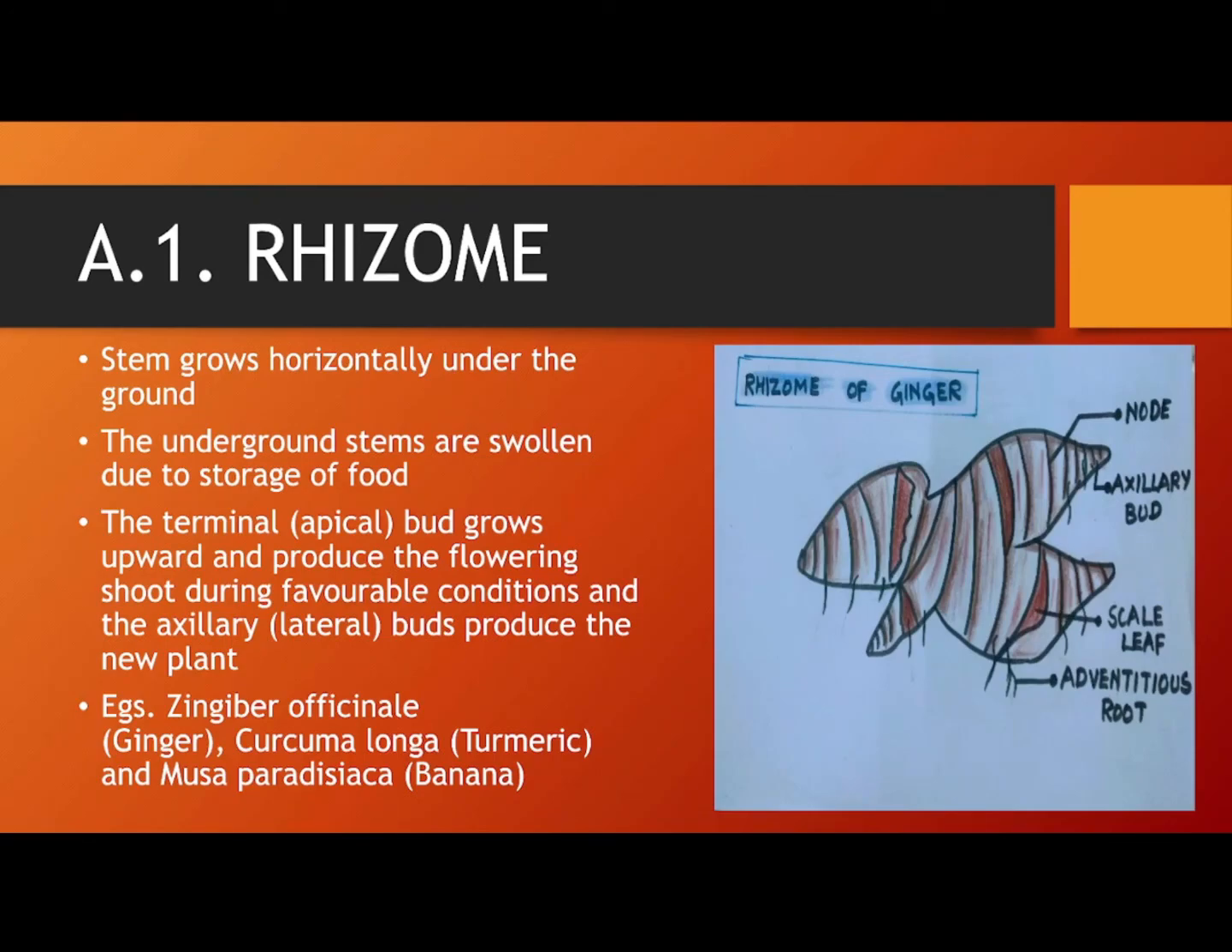The terminal bud, which is found at the tip of the stem, will start growing upward above the soil and produce the flowering shoot during the time of favorable conditions. The lateral buds present in the rhizome give rise to new plants. For example, Zingiber officinale, Curcuma longa and Musa paradisiaca. These are a few examples for rhizome.